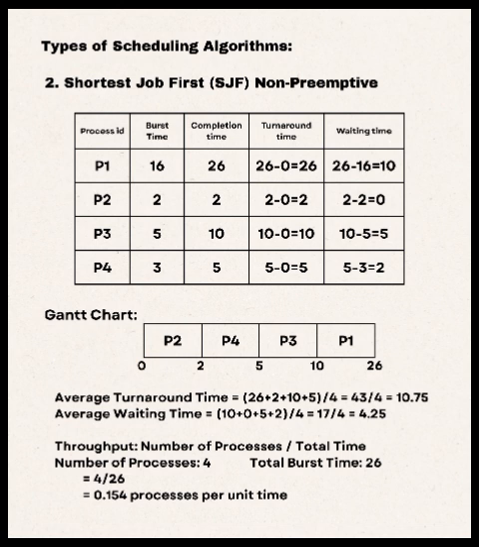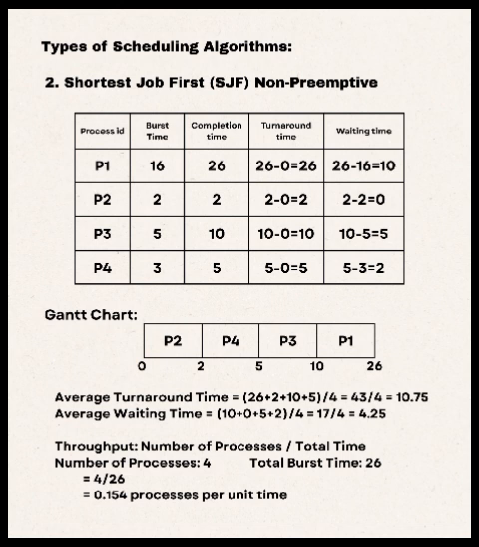Same formula for the average turnaround and waiting time. For the turnaround time, 43 divided by the total number of processes, 43 divided by 4, equals 10.75. For the average waiting time, 17 divided by the total number of processes, which is 4, so 17 divided by 4 equals 4.25.